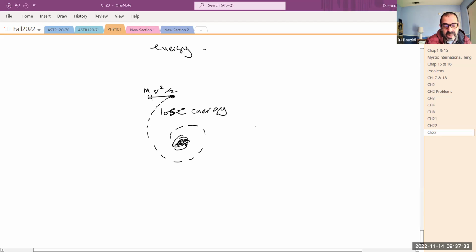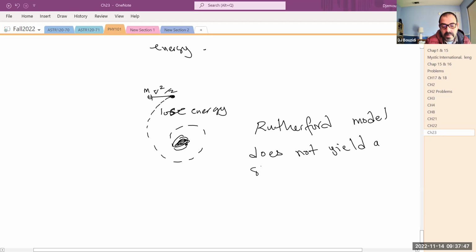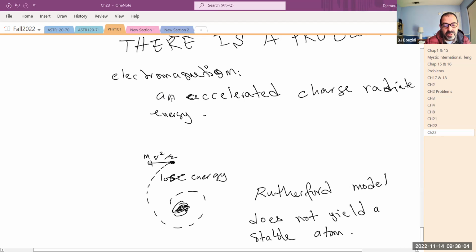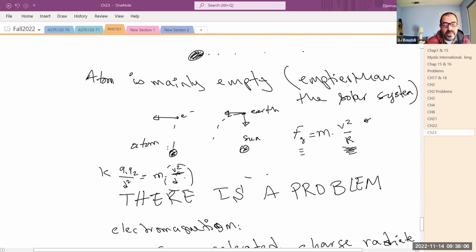So the Thomson, or at least the Rutherford model, does not yield a stable atom. So atoms cannot exist, actually. They will all collapse immediately after they form. You can actually calculate the time it takes for this, and it's a fraction of a fraction of a fraction of a second. So it's going to immediately collapse on itself if you really follow this reasoning.